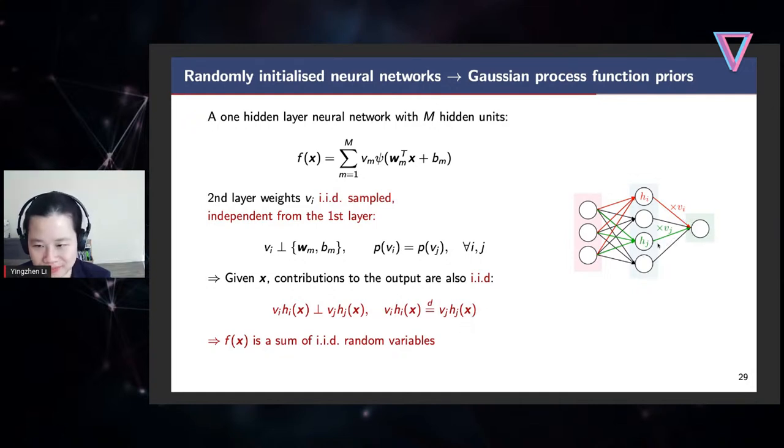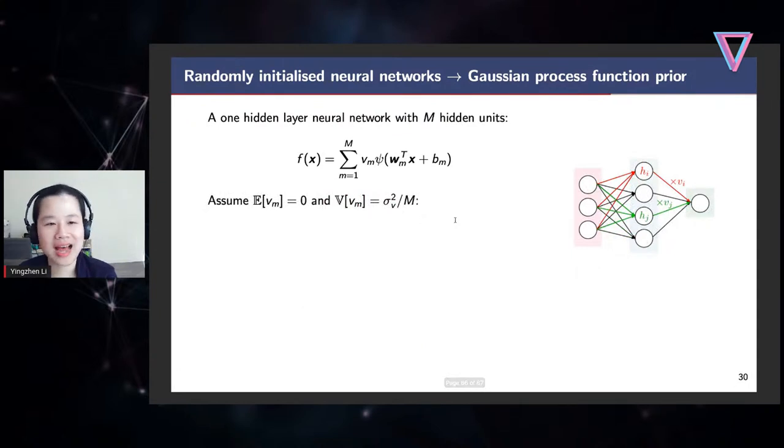This is important to notice. So you can also apply these things for other connections as well. And now finally realize that by taking the sum here, F is a sum of IID random variables. We are very close to the CLT. So now, let's figure out what is the distribution of this F.